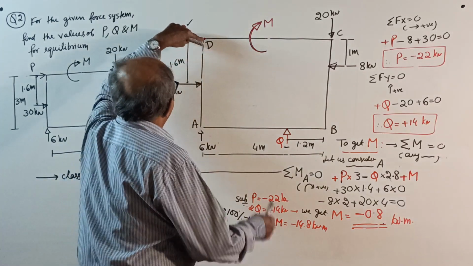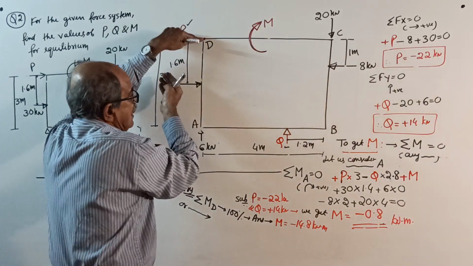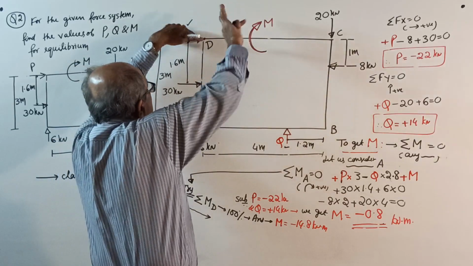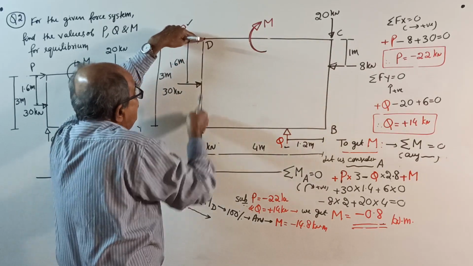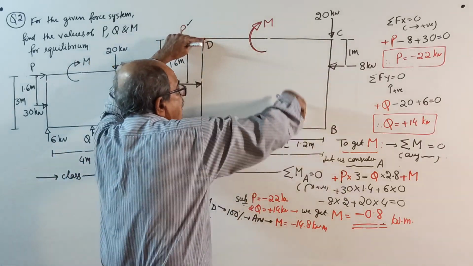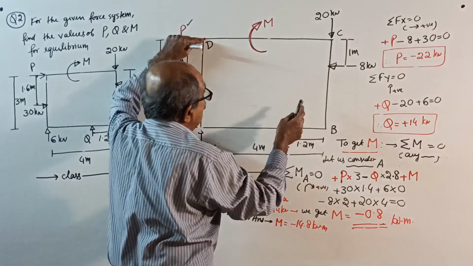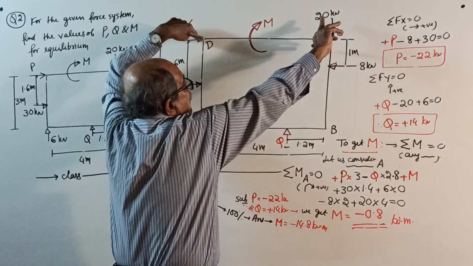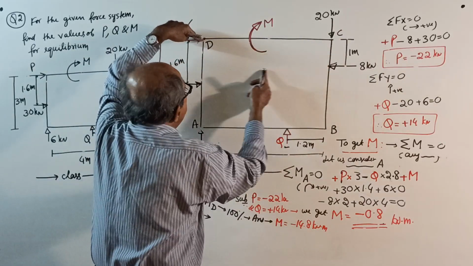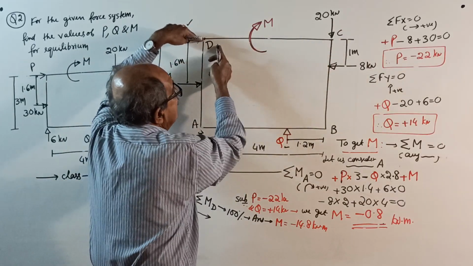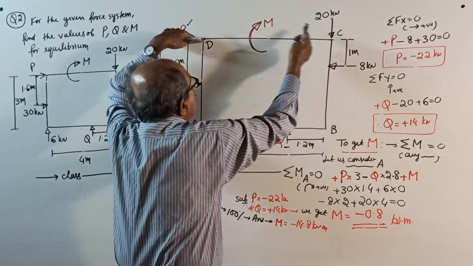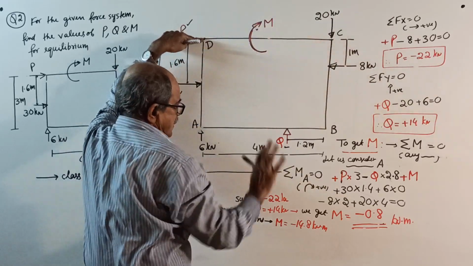Moment about D. P into 0. Minus 30 into 1.6. 6 into 0. Minus Q into 2.8. Q is known to you, it is already there. Then plus 8 into 1, plus 20 into 4, plus M equal to 0.